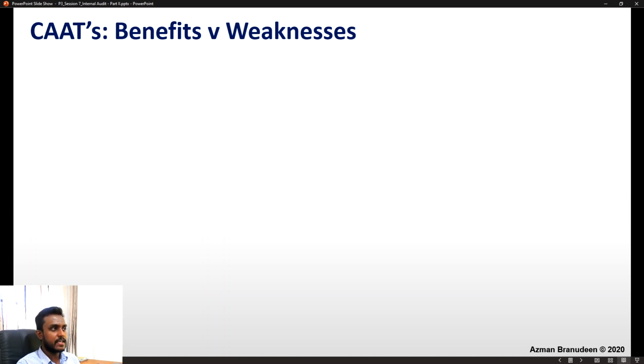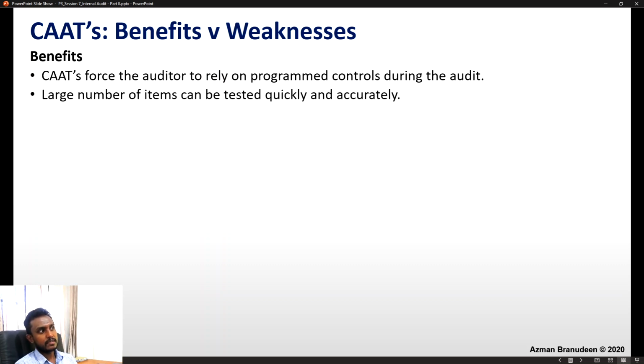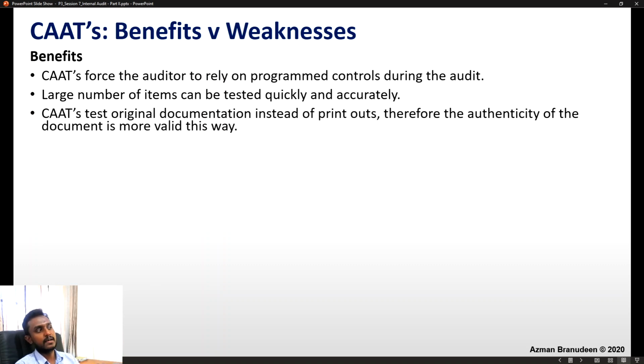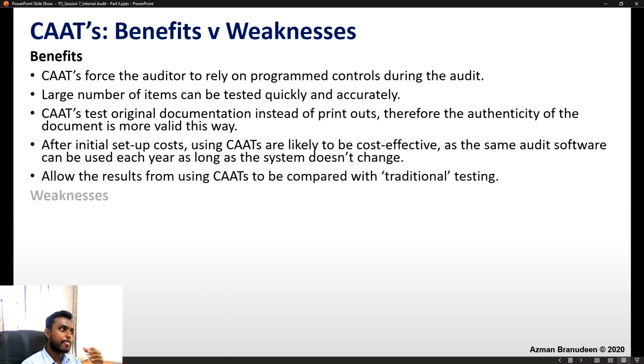What are the benefits and weaknesses of computer assisted audit techniques? The benefits: these force the auditor to rely on programmed controls during the audit, and a large number of items can be tested quickly and accurately once you get the setting up done. CAATs test original documentation instead of printouts. Therefore, the authenticity of the document is more valid. After the initial setup cost, using CAATs is likely to be cost effective, as the same audit software can be used each year as long as the system doesn't change. And it could allow the results from using CAATs to be compared with traditional testing.